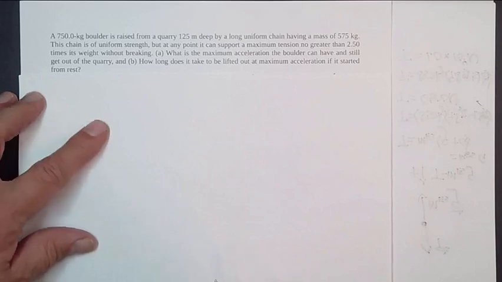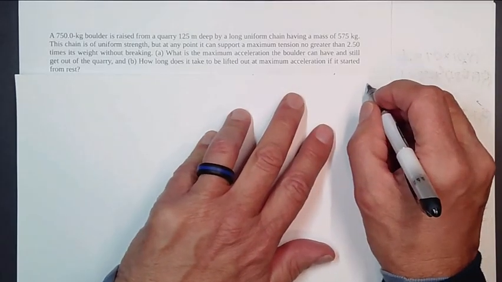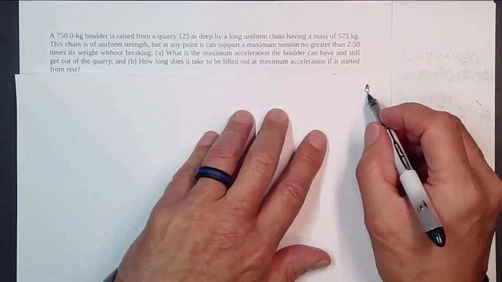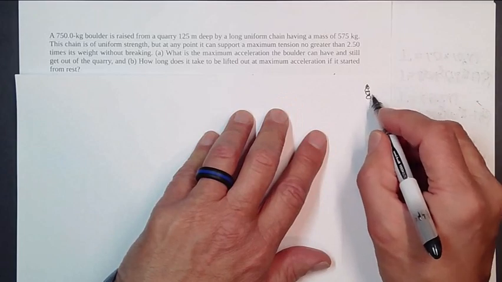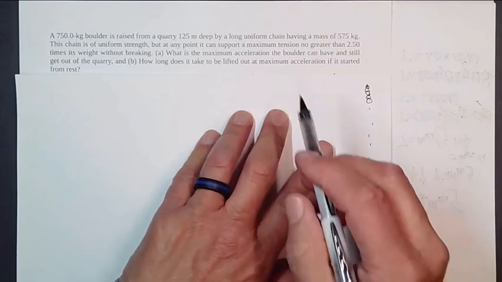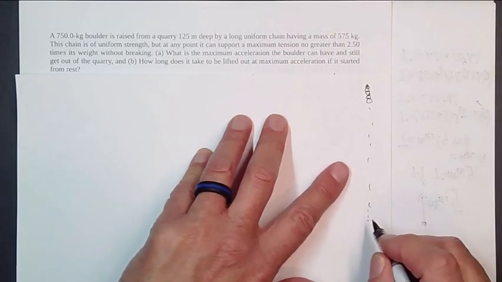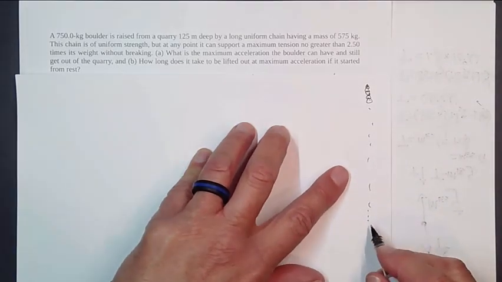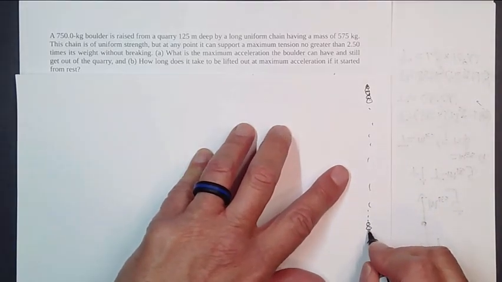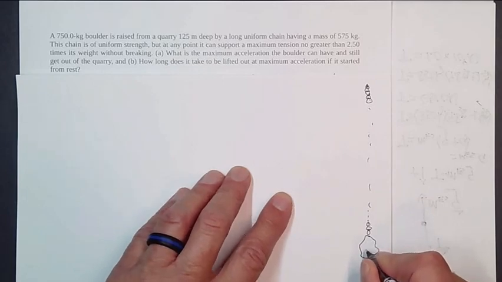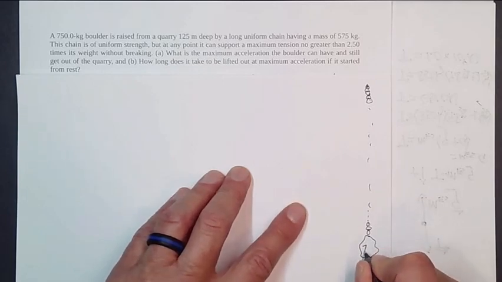Let's think about this a little bit. Up here at the top, presumably the chain is attached to some sort of a hoist or something like that, and we've got this great big long chain that extends down 125 meters. That's more than the length of a football field anyway, and at the bottom of it, it's attached to this boulder down here, 750.0 kilograms.